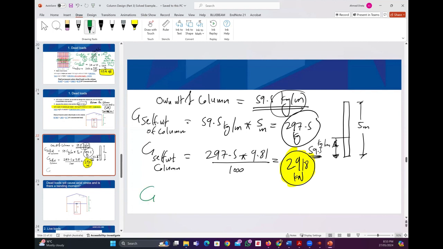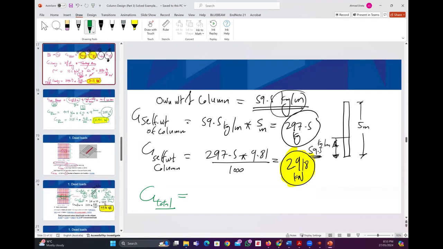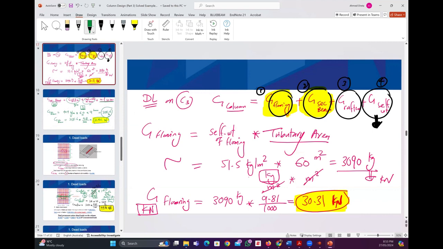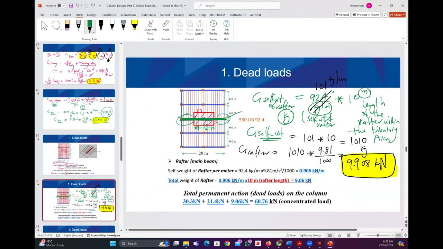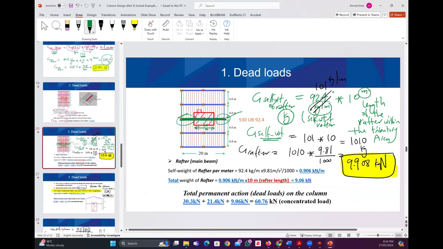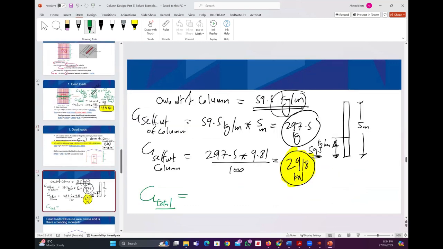So how much is the total dead load on the column? It will be the summation of all the components we got. So from here, 30.31, right? Plus what? 21.401, the secondary beams, plus the self weight of the rafter, 9.908. What is the final component we have? The self weight of the column, 2.918.